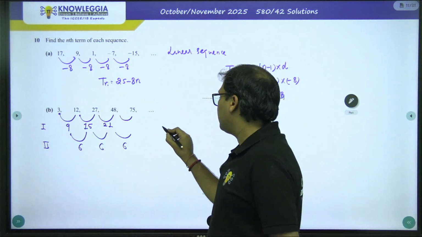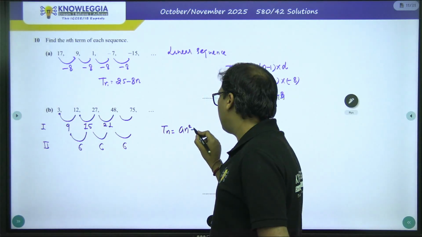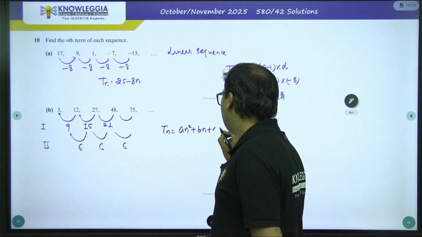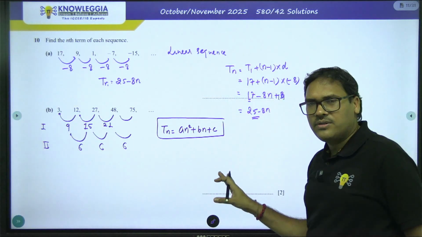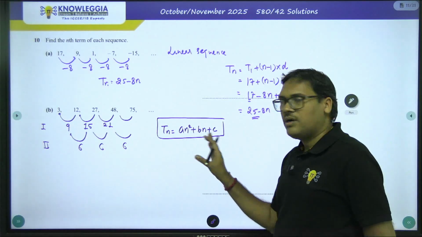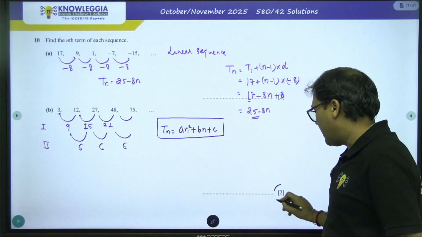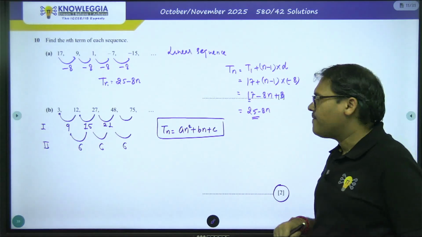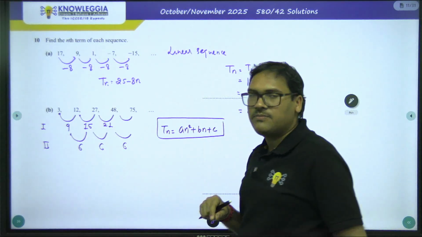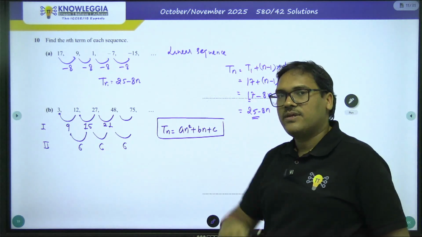Now for a quadratic sequence, Tn will be equal to an square plus bn plus c. This will be the nth term. You know how to find the values of a, b, c. But since this is a 2-marker question, we don't have to do much calculation. Just think logically. If this is an square plus bn plus c, it will be in terms of n square. So let's think in terms of n square.